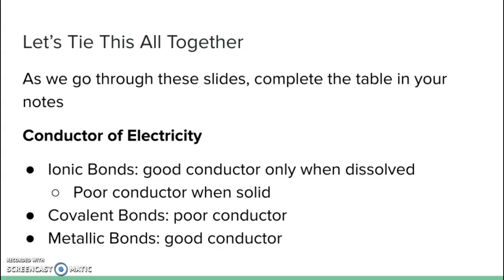Conductor of electricity. Ionic bonds are good conductors, but only when dissolved. Meaning if I had a lump of salt, NaCl, like what you put on your food, if it's a solid, it's going to be a poor conductor. But if I dissolve salt in water, it's going to be a good conductor of electricity.